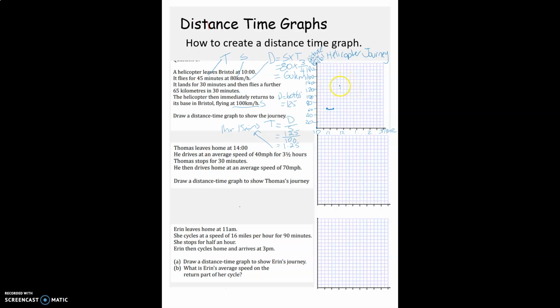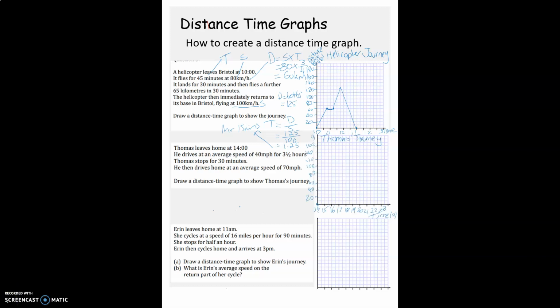It then returns immediately back to its base, flying at 100 kilometres an hour. So flying at 100 kilometres an hour, we worked out that it takes an hour and 15 minutes. So 15 minutes will take us to 12. So that means that it will be back by 1 p.m. You then need to join all of these dots with straight lines to show the actual distance time graph. So then that there shows the helicopter journey from Bristol.